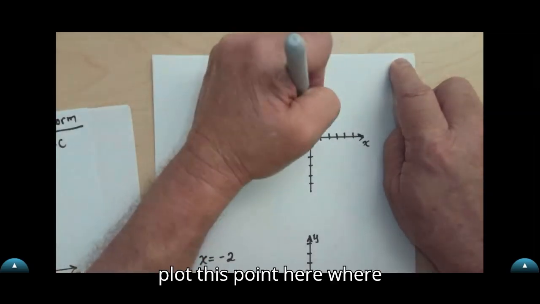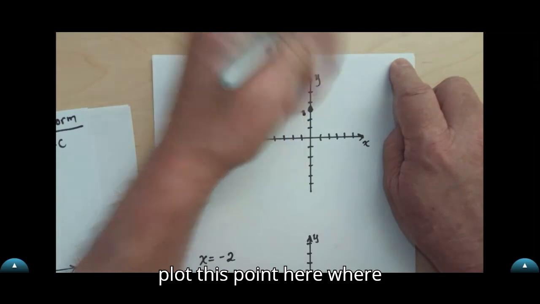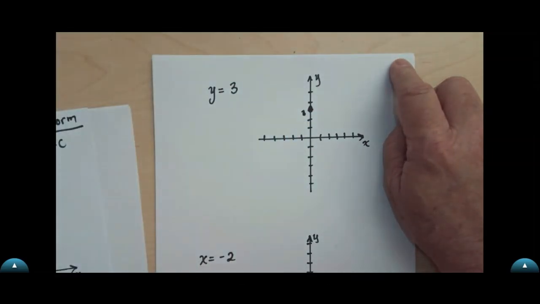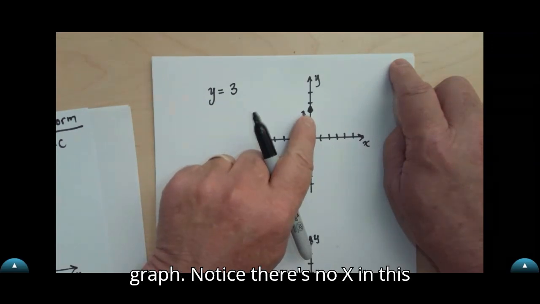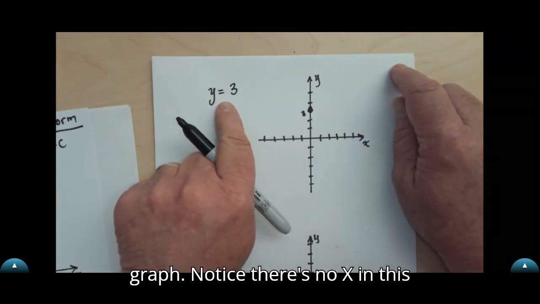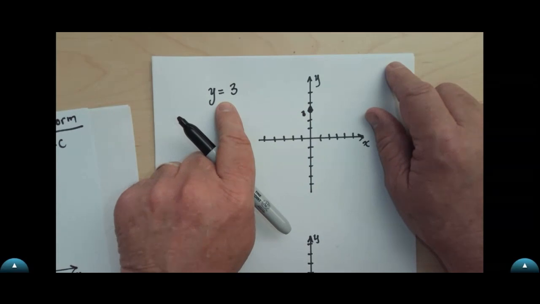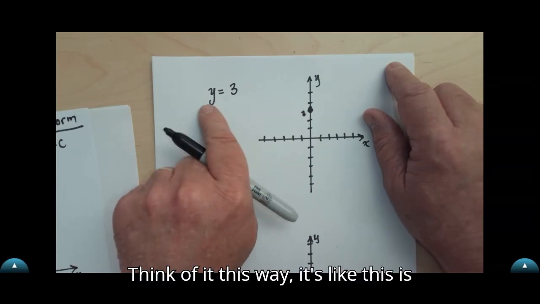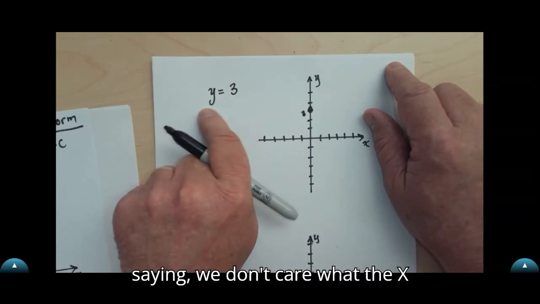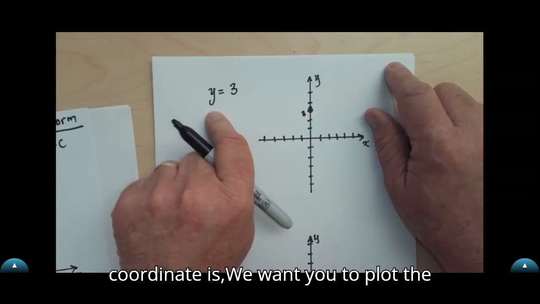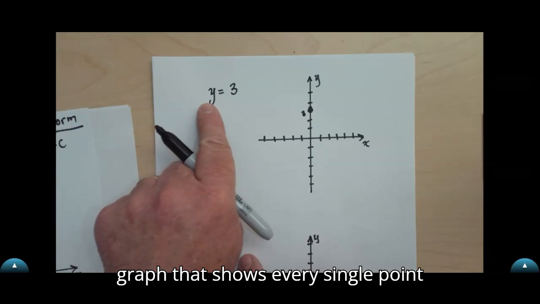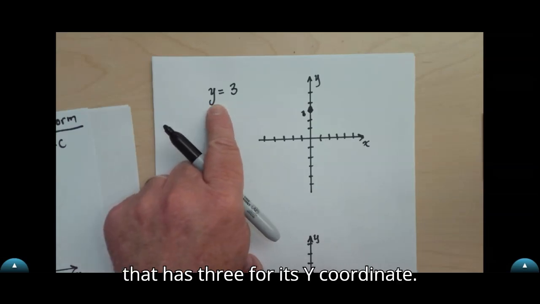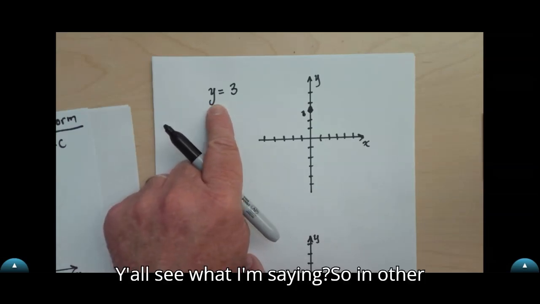So they just plot this point here where y is 3, right? But that's just a tiny piece of the graph. Notice there's no x in this thing at all, right? Think of it this way. It's like this is saying we don't care what the x coordinate is. We want you to plot the graph that shows every single point that has 3 for its y coordinate. Y'all see what I'm saying?